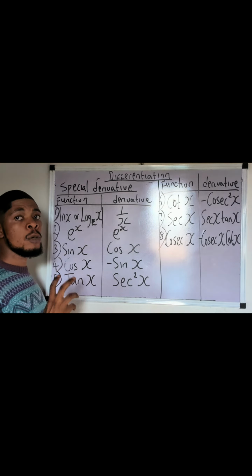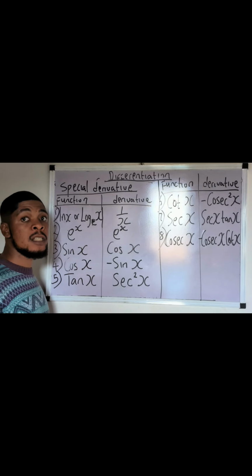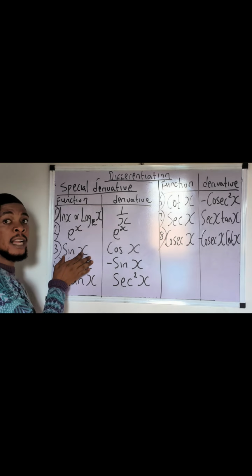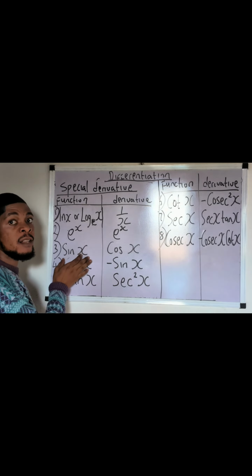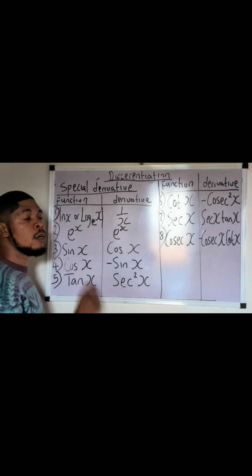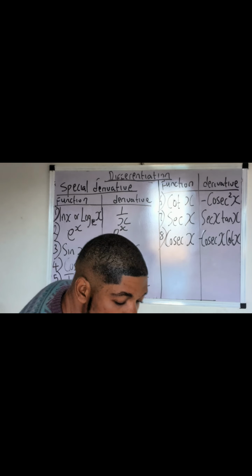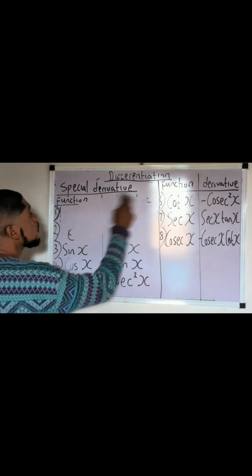Your duty is to cram them. Sometimes you can see it in your exam or your JAMB specifically: find the derivative of, and they'll just give you sin x. So you should know that after differentiating sin x, you are getting cos x. Now, having understood this, let's go straight into our chain rule.